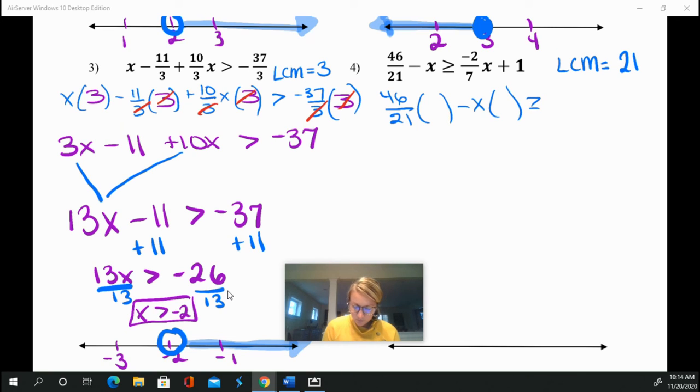Multiply every term by 21, even if it doesn't have a fraction. Be careful not to lose x's, right? So make sure that negative 2/7 has an x with it. Multiplying a fraction times the value of the denominator eliminates that denominator.